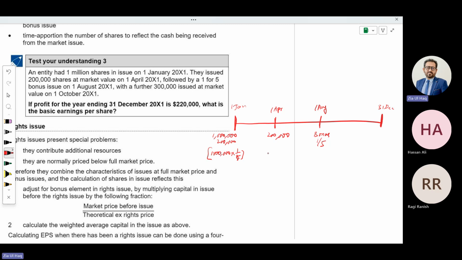While for the 200,000, the bonus issue was 200,000 into 1 by 5, how much? 40,000. So this 240,000 will be weighted average from 1st April onward, because at the time of the bonus there were 1.2 million shares, but the complete 1.2 million was not there from the start of the year. If there is any share issue for cash before the bonus issue during the year, we need to calculate the bonus issue separately. Can you understand this? And then on 1st October, we issued 300,000 more shares.